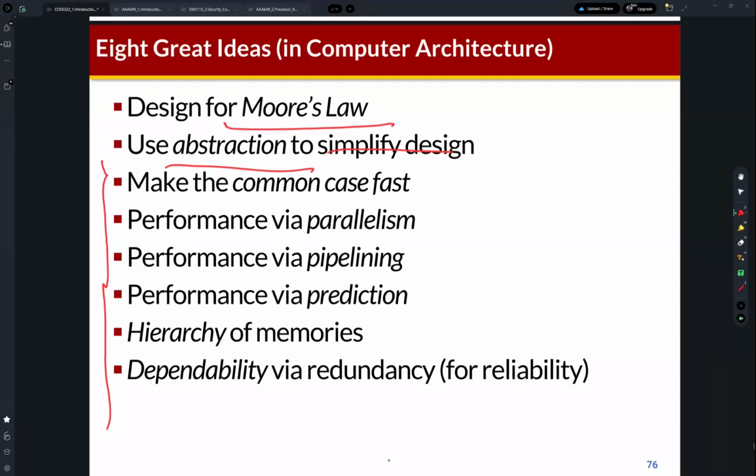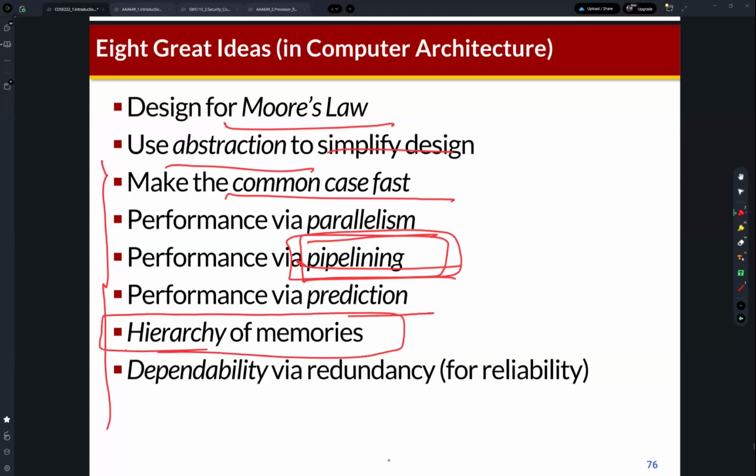Okay, and then there are some more ideas. Make the common case fast, and then parallelism, pipelining. We learn about pipelining in this course. I think this is a very important thing we need to learn in this course, the pipelining. And then performance is improved by prediction, and then hierarchy. This is another theme we need to learn in this course, the memory hierarchy.